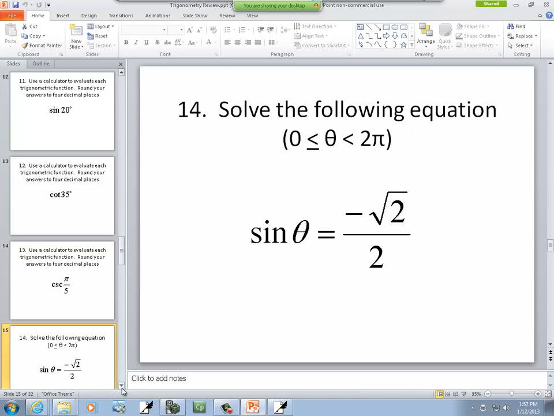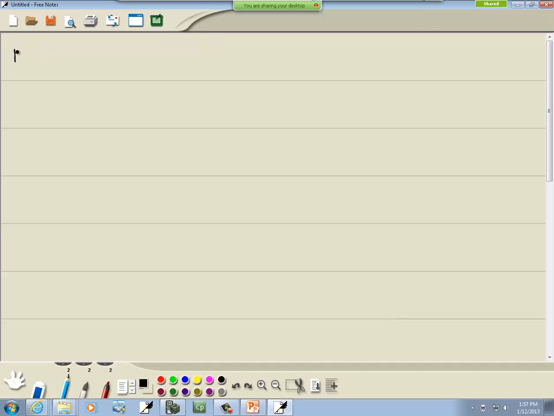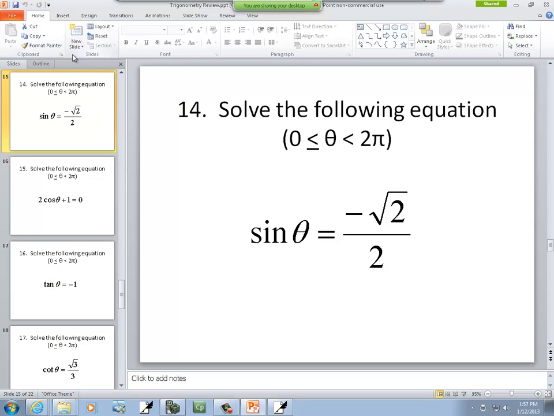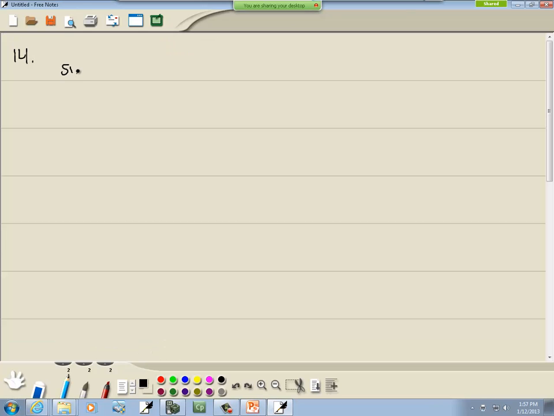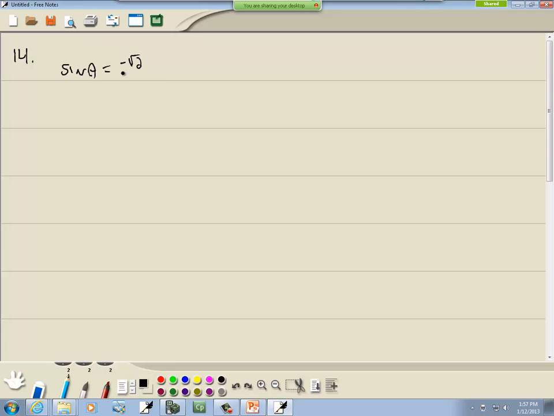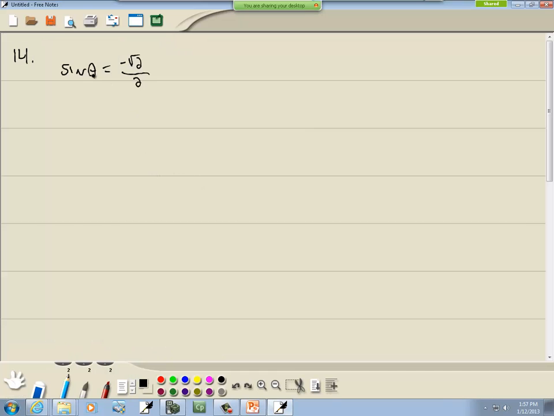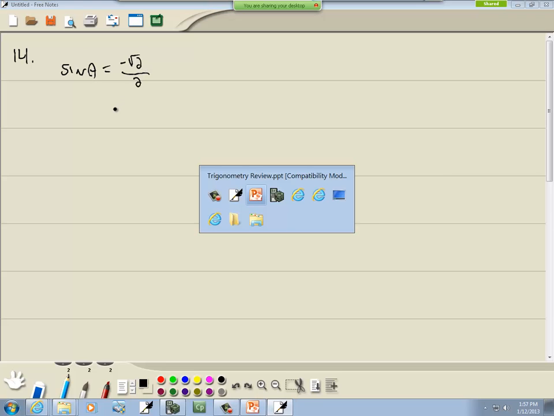Look at our first trig equation here. Okay, we've got sine theta is equal to negative square root of 2 over 2. And this is from 0 to 2 pi, so it's just on our unit circle. And it says solve it. So we want to find out what theta can we put in here that would cause this to be true.